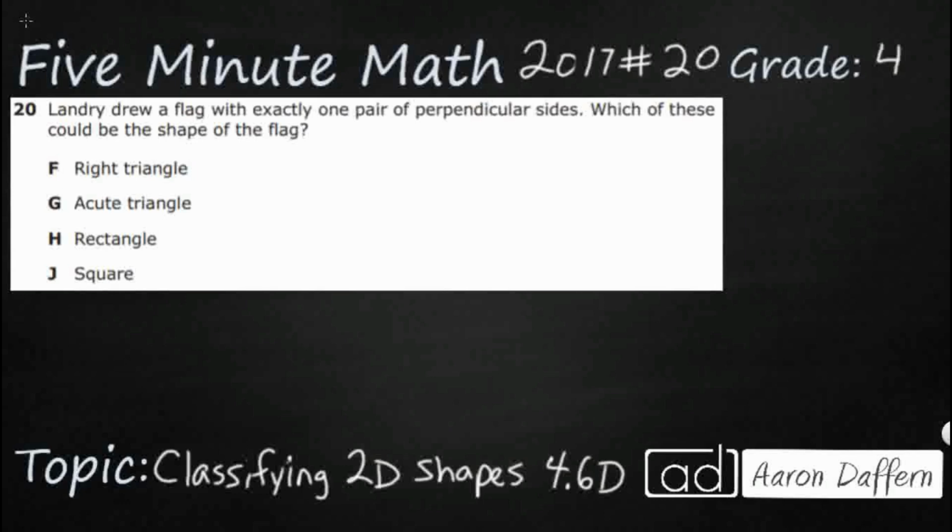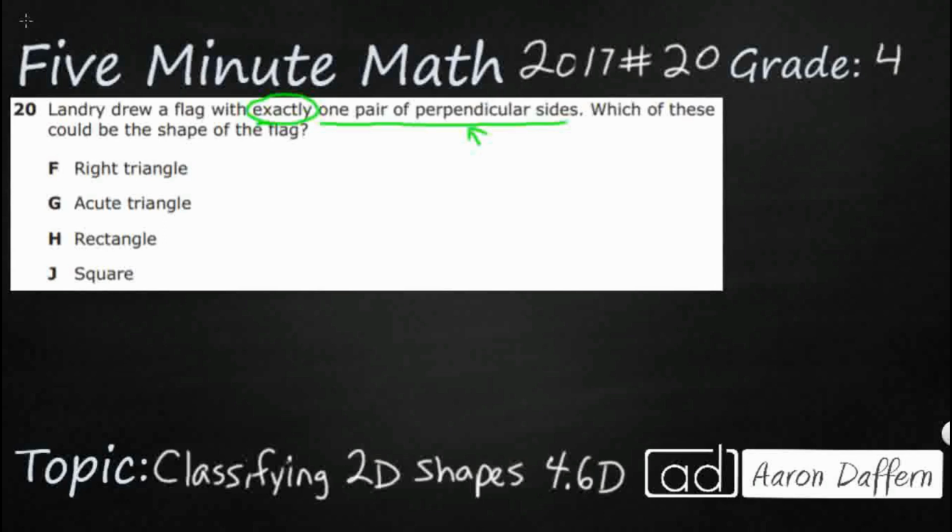So Landry drew a flag with exactly one pair of perpendicular sides. So exactly, not at least, exactly one pair of perpendicular sides. And then which of these could be the shape? All right. Well, let's first see what this means, this perpendicular. That is a very large term.